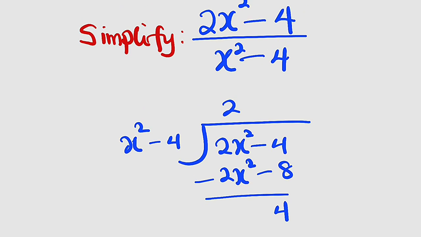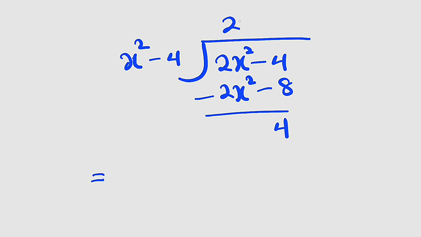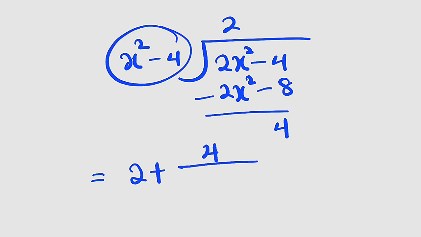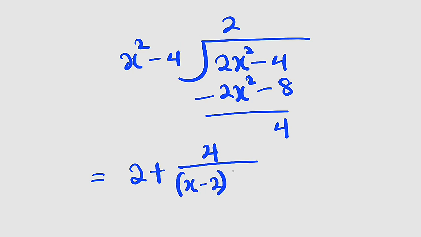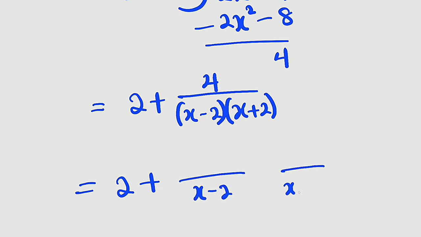So therefore, the whole of this fraction can be written as what? This 2 plus this 4 divided by this. But this is a difference of two squares, right? Because 4 is the same thing as 2 squared. So we have (x − 2) multiplied by (x + 2). Using the cover-up method, this is equal to 2 plus a denominator of x − 2, and another denominator of x + 2 for these two factors.